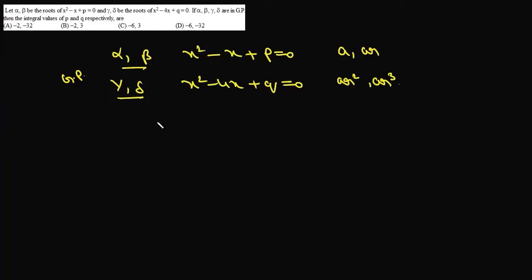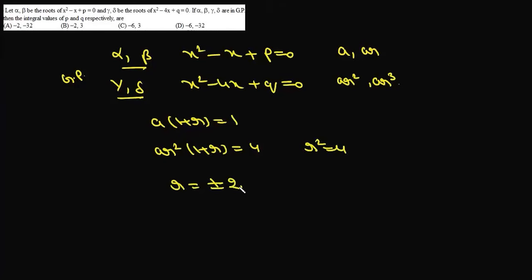Now if we write sum of roots, for this first one it will be A(1 plus R), it is 1, and for the second one, if we take AR square common, it will be 1 plus R, and this is 4. Now A into 1 plus R is 1, so we get R square equals 4, value of R is plus or minus 2. Now if we put R as 2, we'll get A as 1 by 3, and if we put R as minus 2, we'll get A as minus 1.